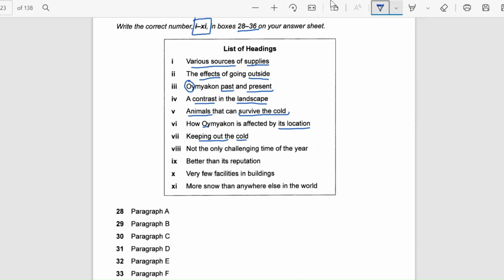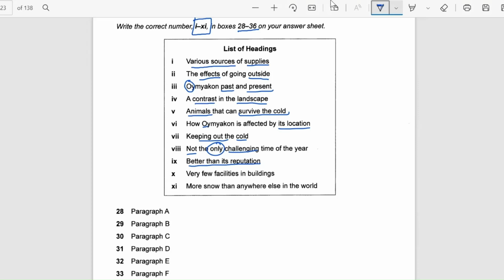Not the only challenging time of the year. So it is saying not the only challenging time of the year, which means other times of the year are also challenging. Then the next point is talking about something that is better than its reputation. So which means what others think of, it is better than that.